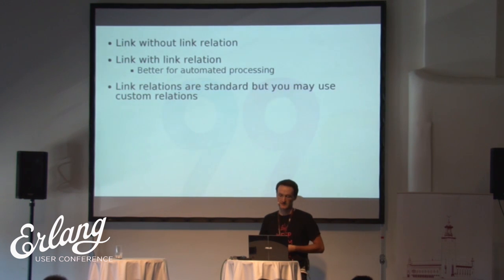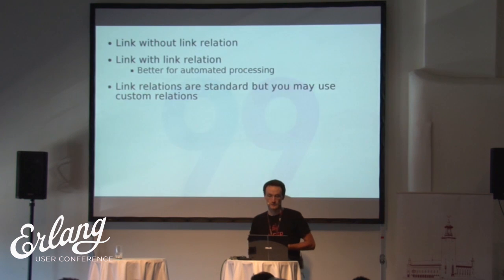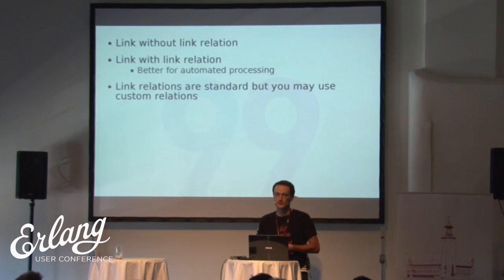So I allow providing links without a relation. But it's better if you can provide a relation, for example, source or a link to a copyright document or license or things like that. You have relations that are defined that allow you to tag. It's kind of a tag for the link. And it helps when writing clients for automated processing.